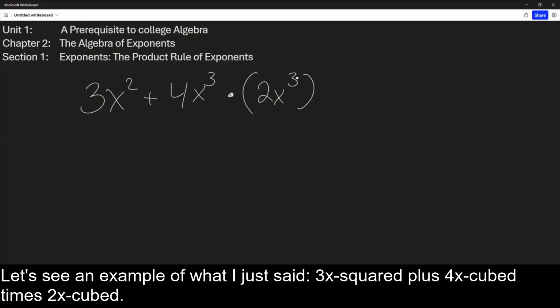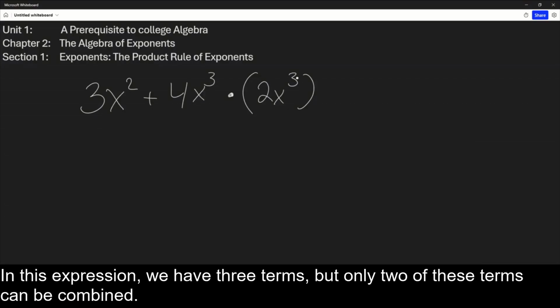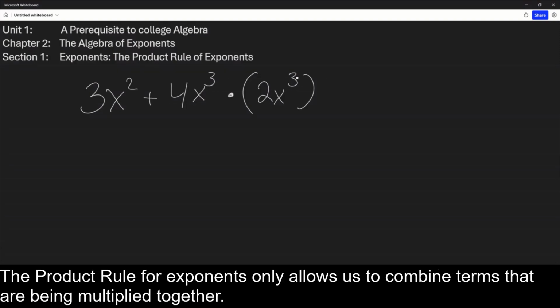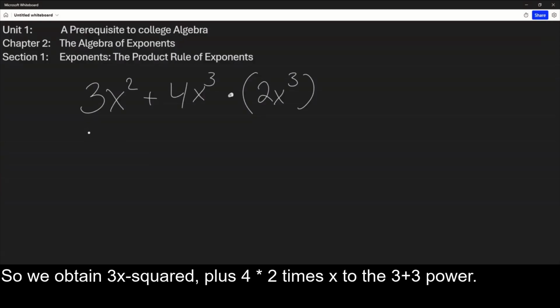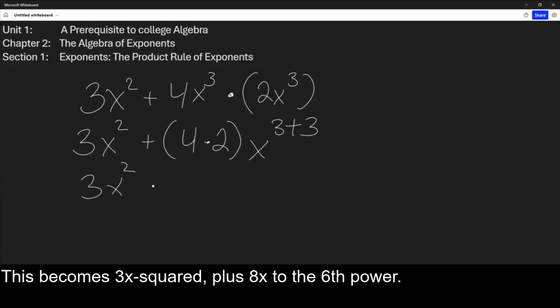3x squared plus 4x cubed times 2x cubed. In this expression, we have three terms, but only two of these terms can be combined. The product rule for exponents only allows us to combine terms that are being multiplied together. Looking at our expression, we have the freedom to use the product rule for the terms being multiplied. So we obtain 3x squared plus 4 times 2 times x to the 3 plus 3 power. This becomes 3x squared plus 8x to the 6th power.